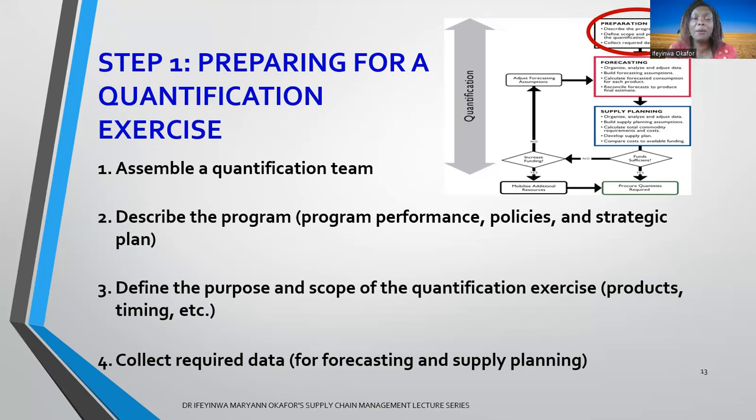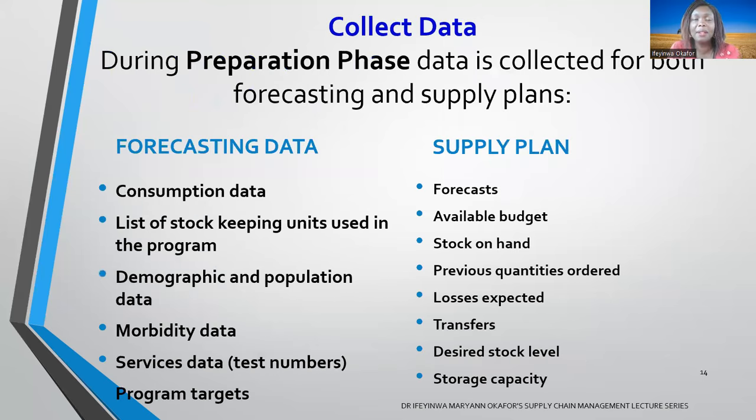Remember 4 things in preparatory stage. Step 1, which is preparation. What you do is to assemble your quantification team, describe the program performance, policies, and strategic plan, and also define the purpose and scope of quantification exercise, and collect the required data that will help you to do forecasting and supply planning. During preparation phase, data is collected for both forecasting and supply plans.